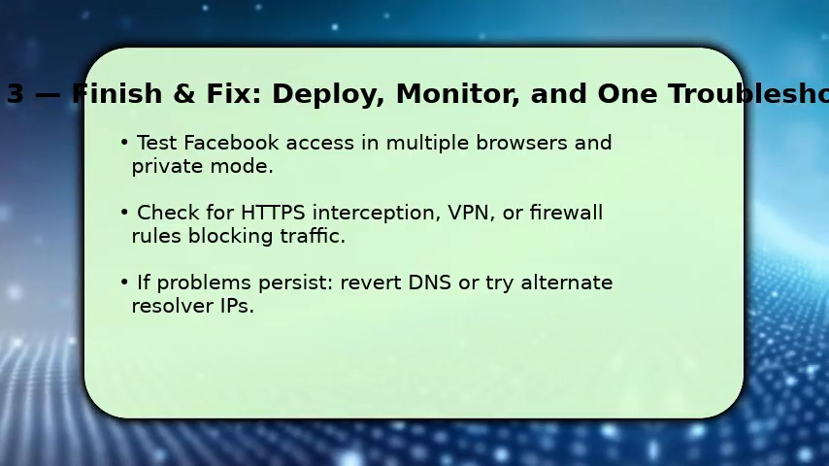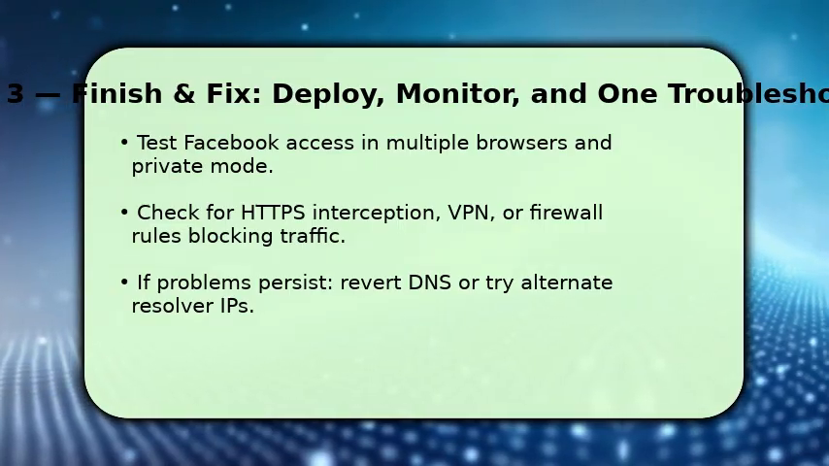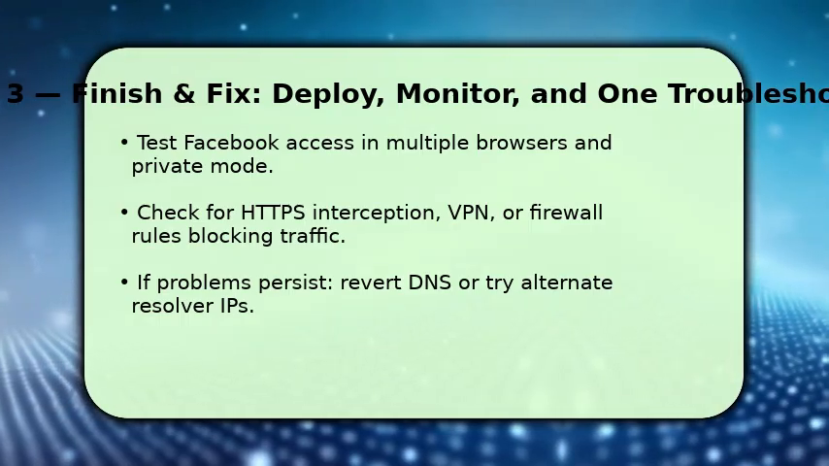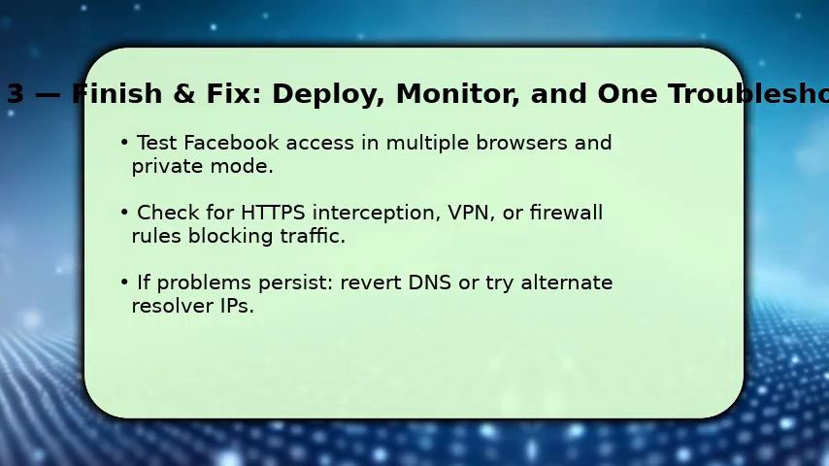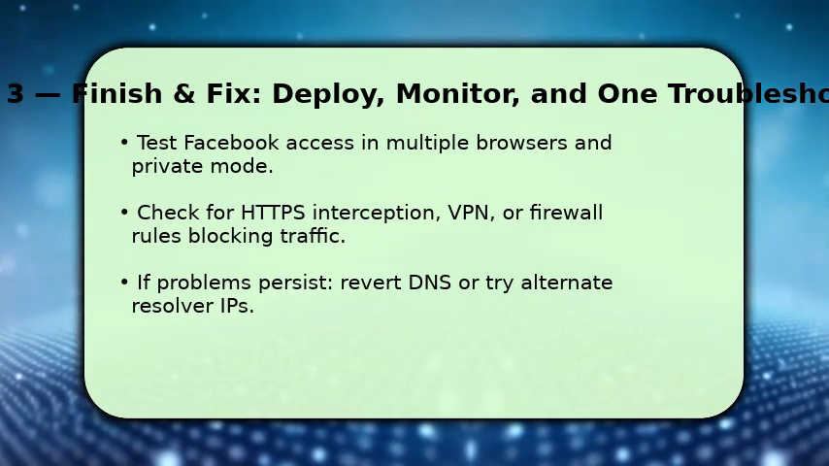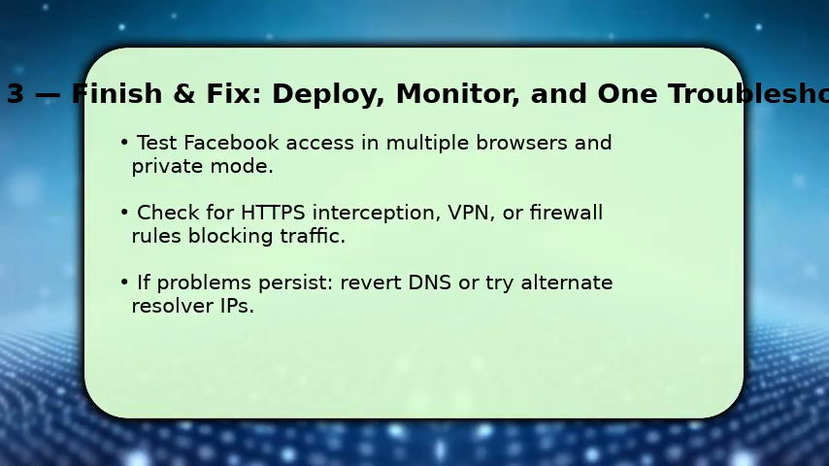You can also try alternate public resolvers or set DNS on the router versus each device. One may work where another does not. If nothing helps, revert the original DNS values, then test incrementally. That return to known state step is your key troubleshooting tip.